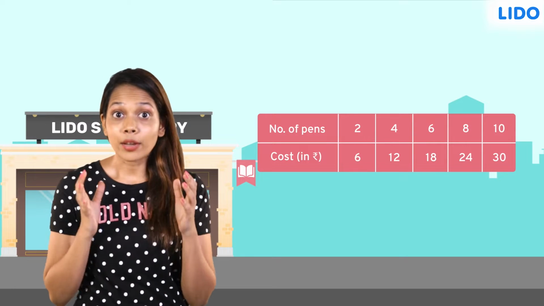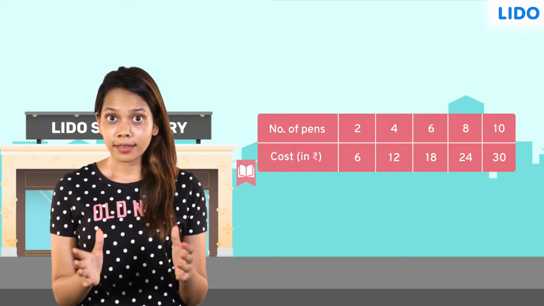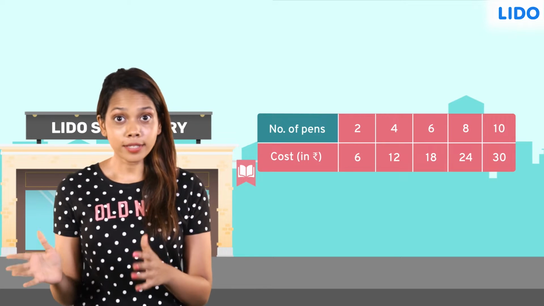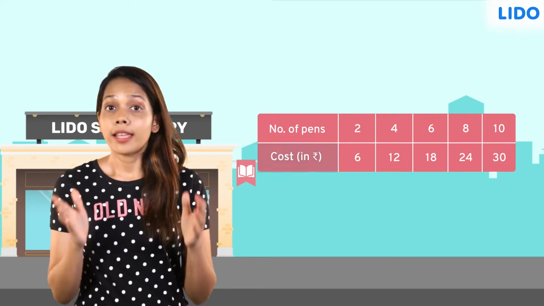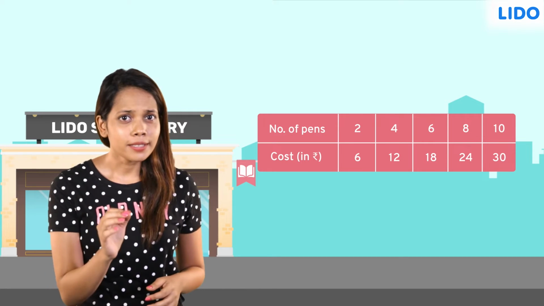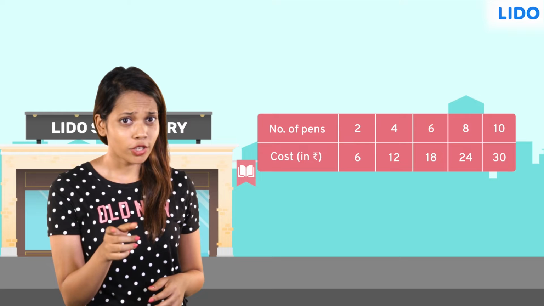This means that with every change in one quantity, that is the number of pens, there is a corresponding change in the other quantity, which is the cost. In mathematics, we call this variation. Do you see the pattern in how these two quantities are changing?